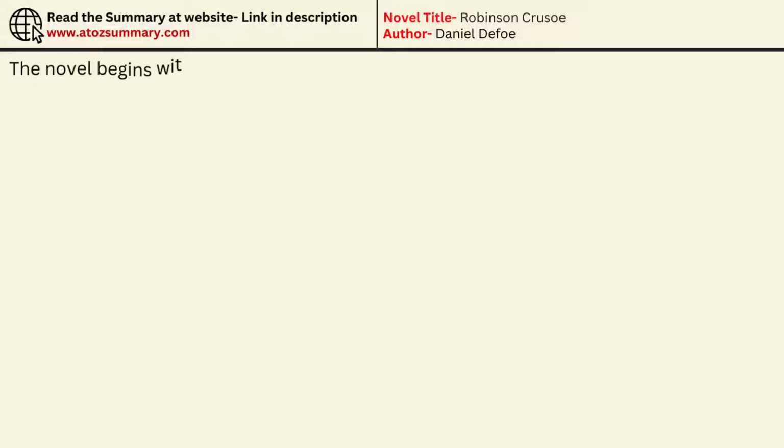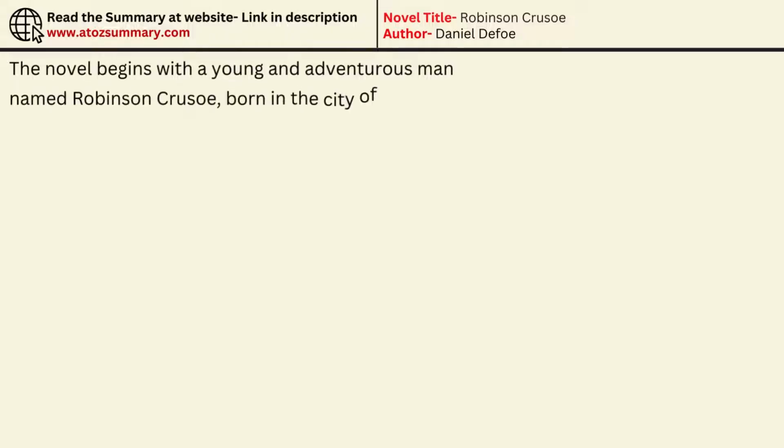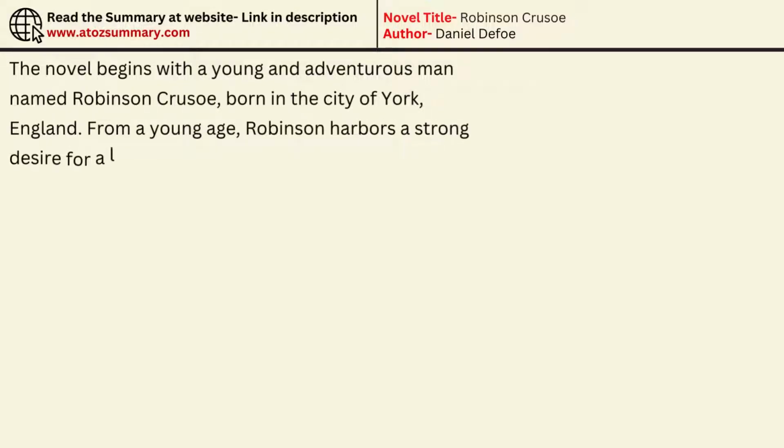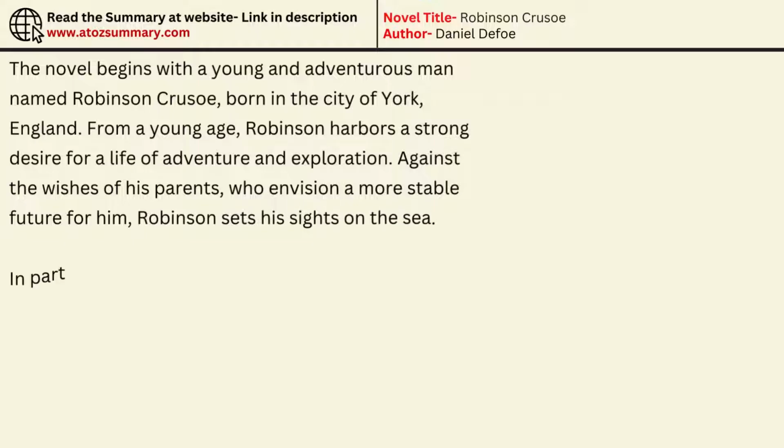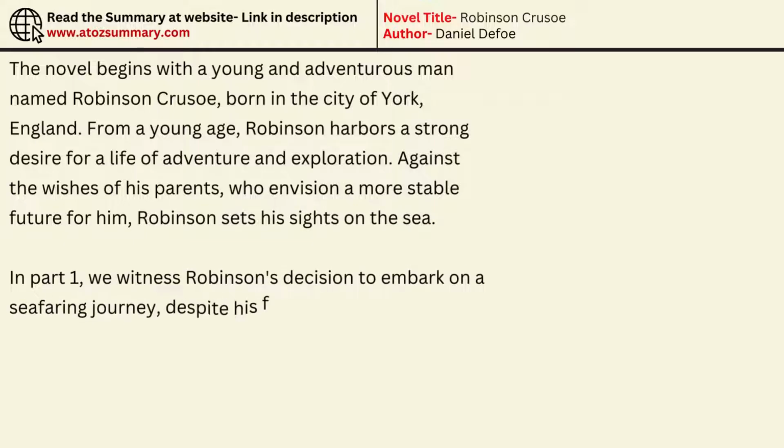The novel begins with a young and adventurous man named Robinson Crusoe, born in the city of York, England. From a young age, Robinson harbors a strong desire for a life of adventure and exploration. Against the wishes of his parents, who envision a more stable future for him, Robinson sets his sights on the sea. In Part 1, we witness Robinson's decision to embark on a seafaring journey, despite his family's concerns.